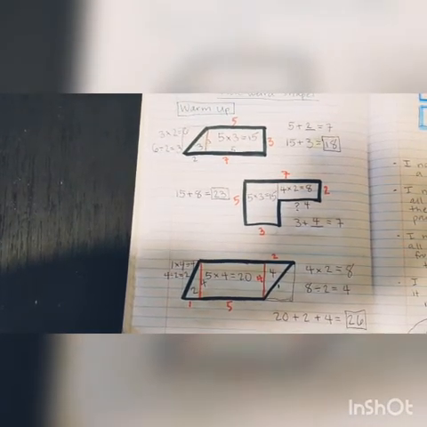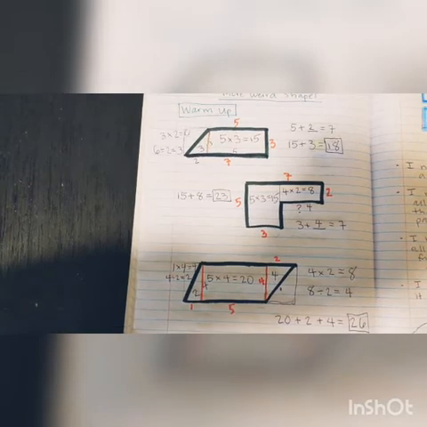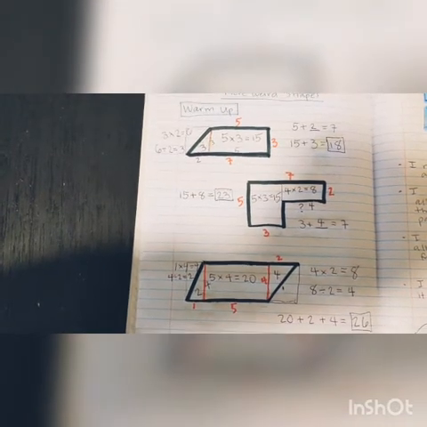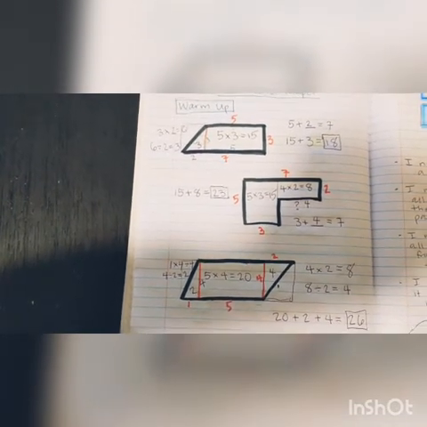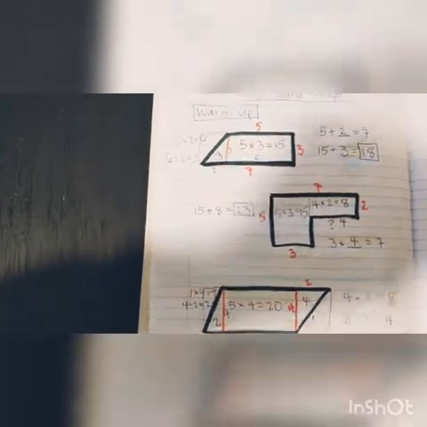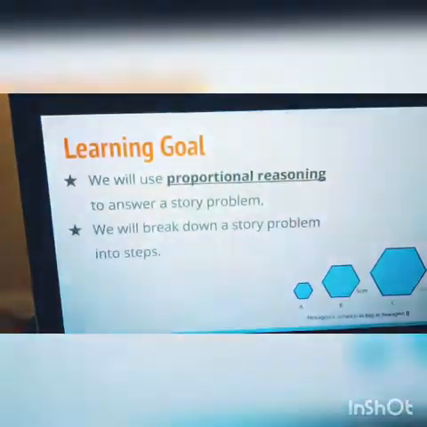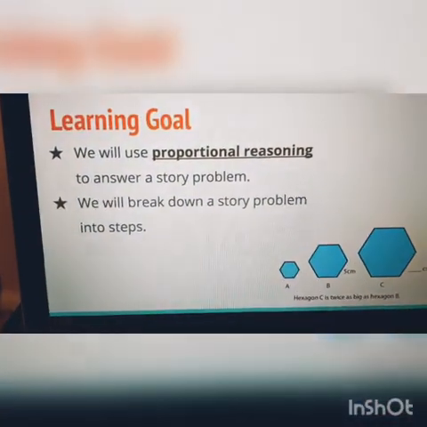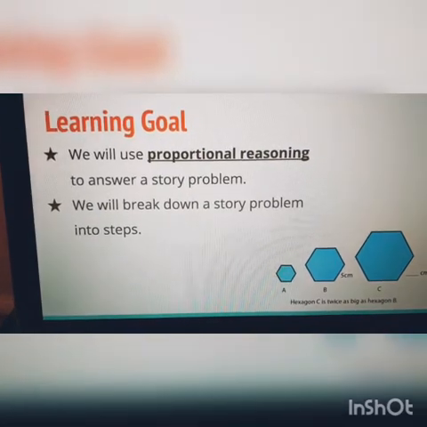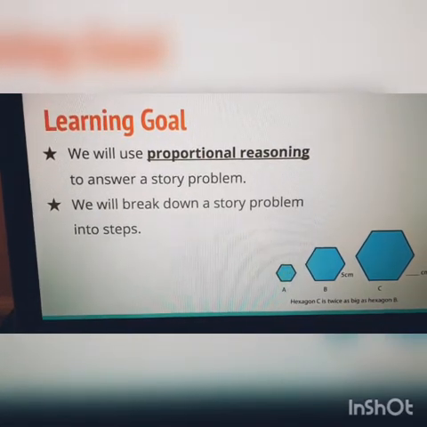All right, hopefully that was helpful as a review of some more areas of weird shapes. We're now going to move along to our lesson for today. So I actually made some slides to go along with this. Our learning goal for today is that we are going to use proportional reasoning to answer a story problem.